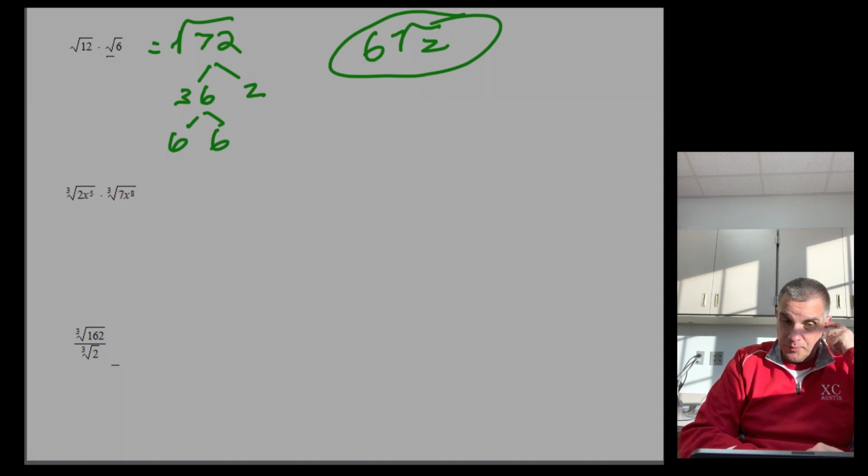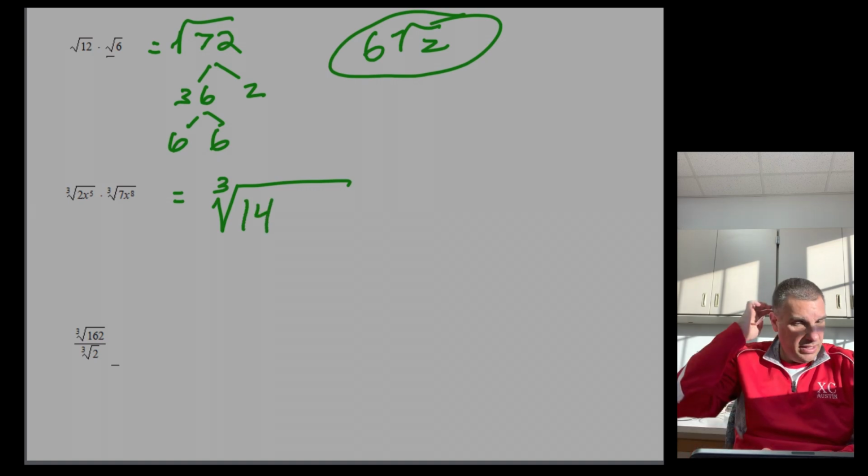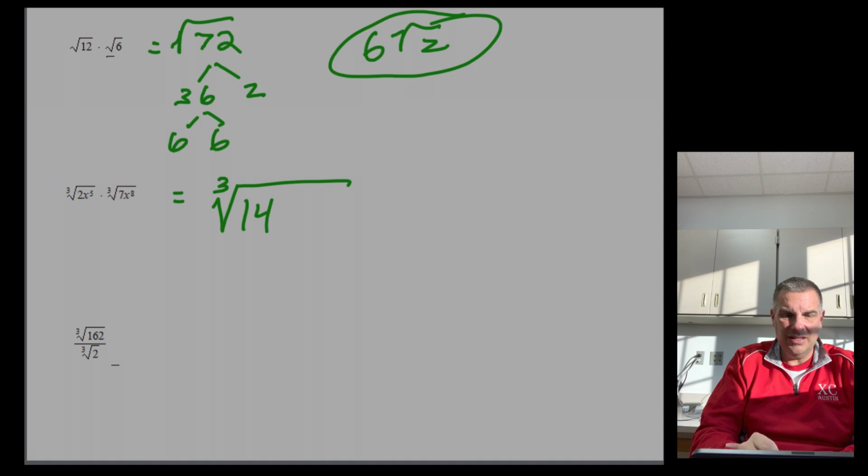With the next one, we got the cubed root of 2x to the 5th times the cubed root of 7x to the 8th. The indexes are the same, so we can just multiply together. So that gives us the cubed root. 2 times 7 is 14. x to the 5th times x to the 8th. You add them together, and that gives you x to the 13th.